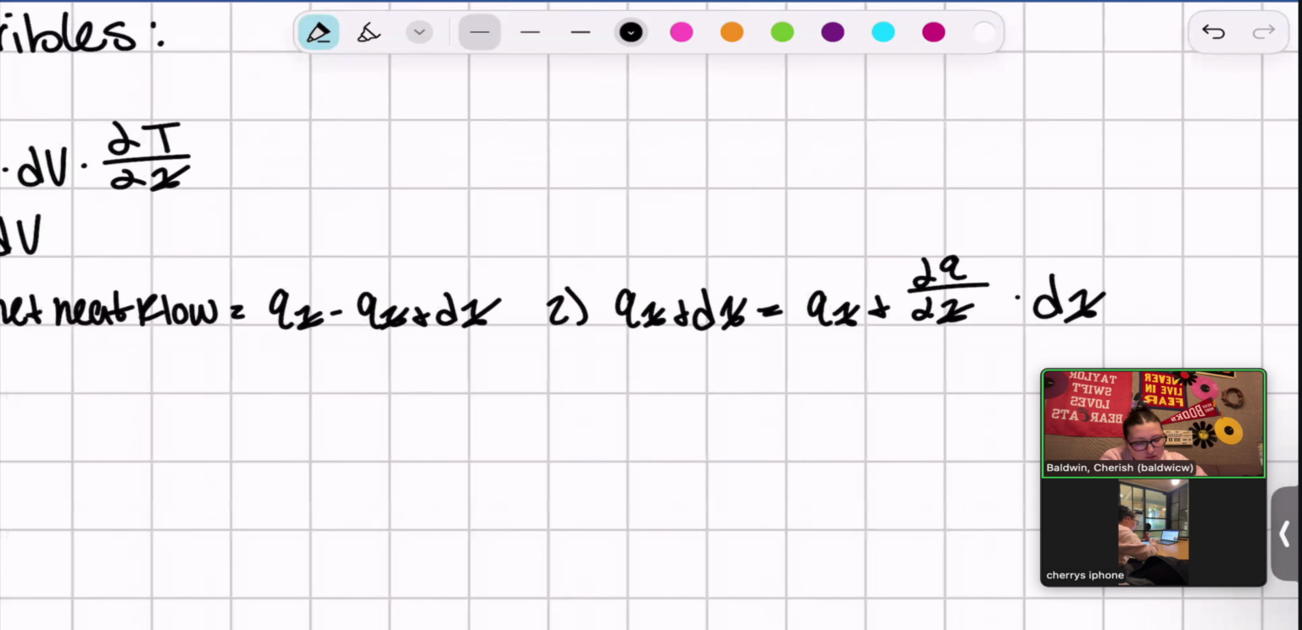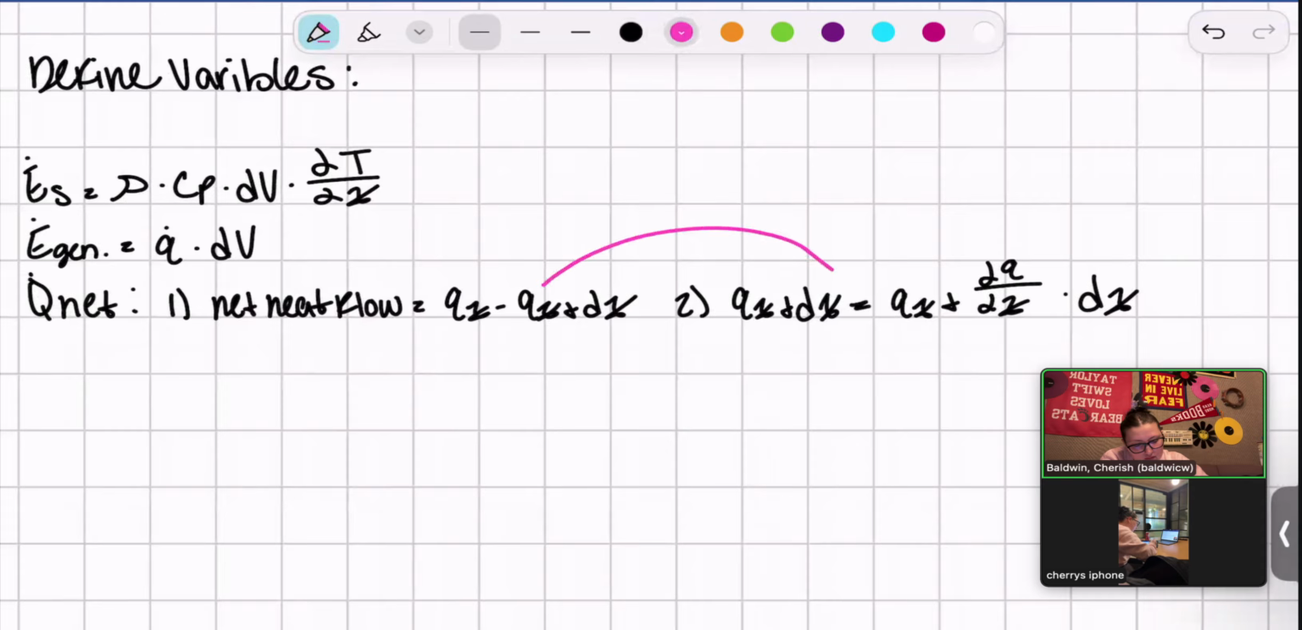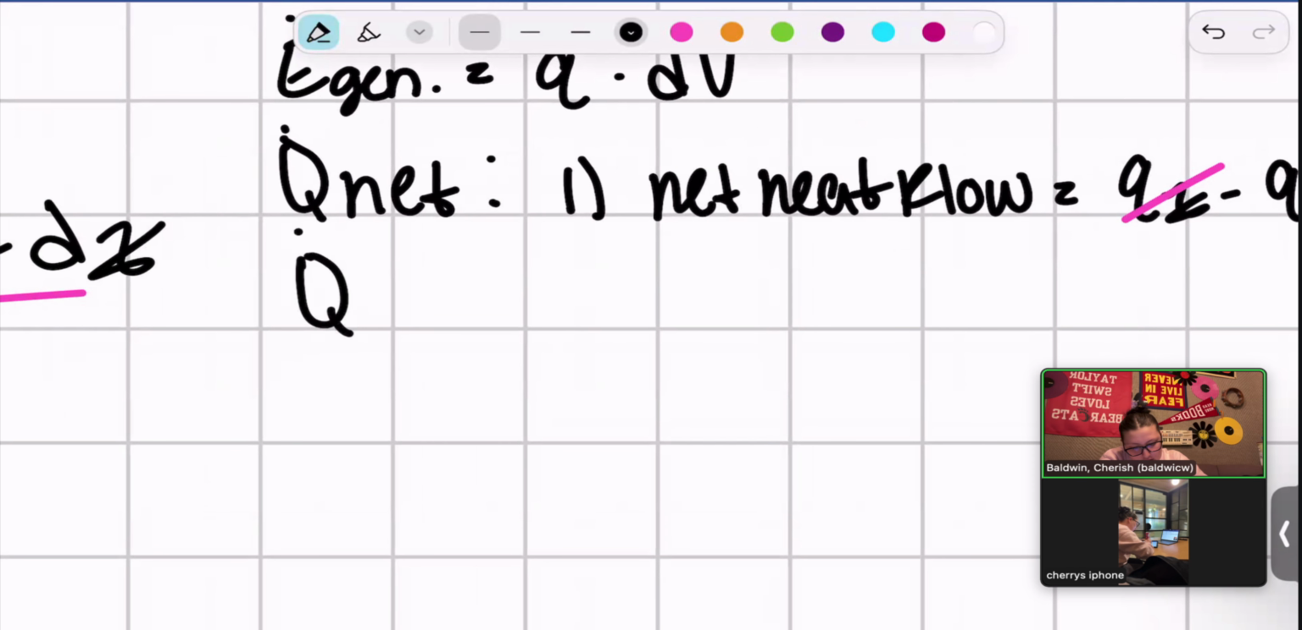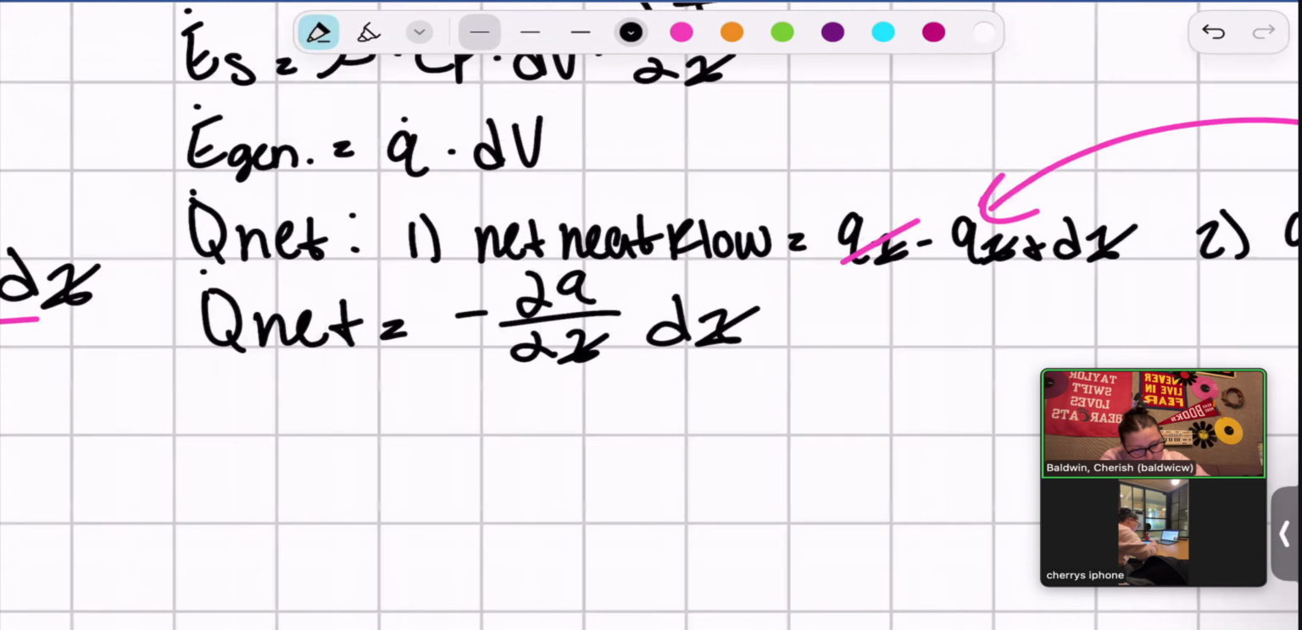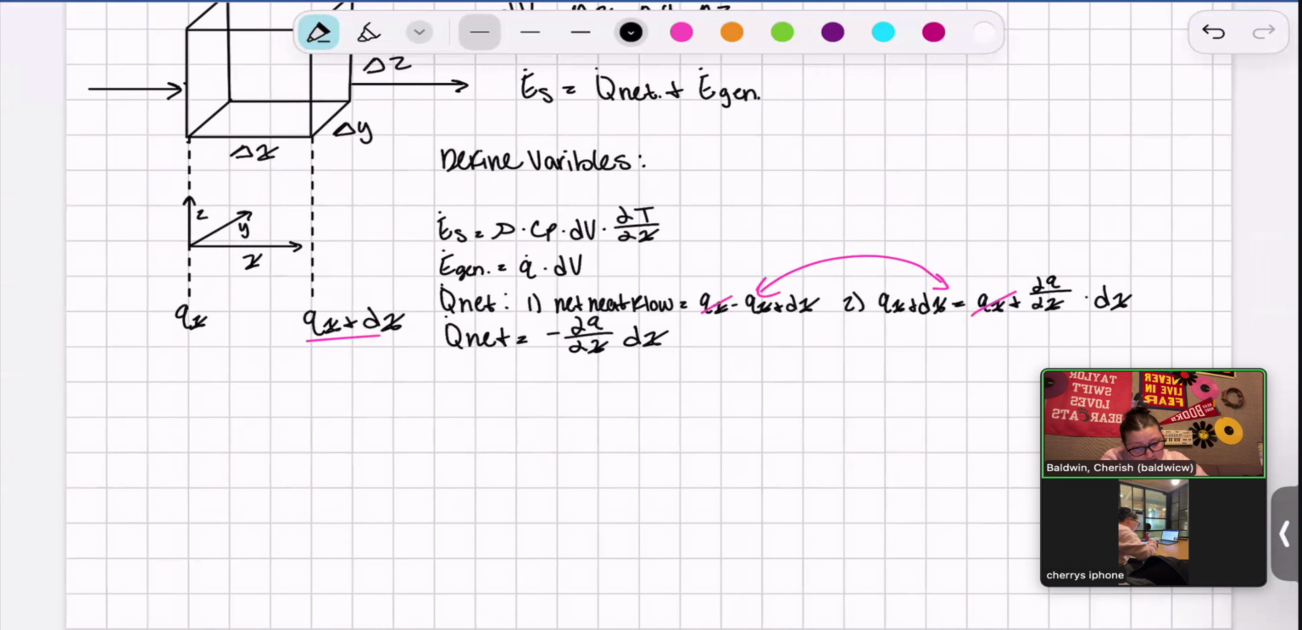And then you combine these equations, and you can cancel out qx, and then you get q net is equal to negative partial derivative of q over x times dx. Alright, so then you combine all of these equations.